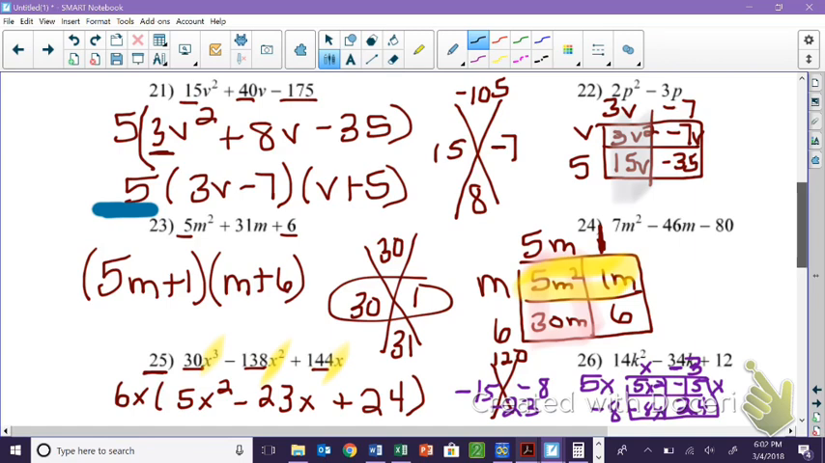So the solution to this problem, I'm going to put above because I don't have space, will be 6x times parentheses 5x minus 8 parentheses x minus 3. And that was a hard one.